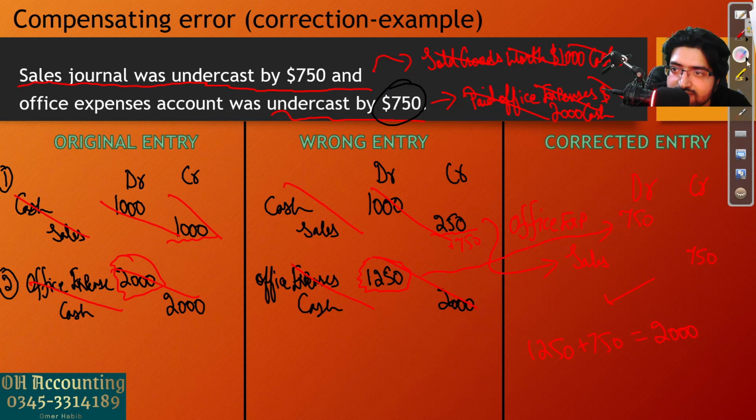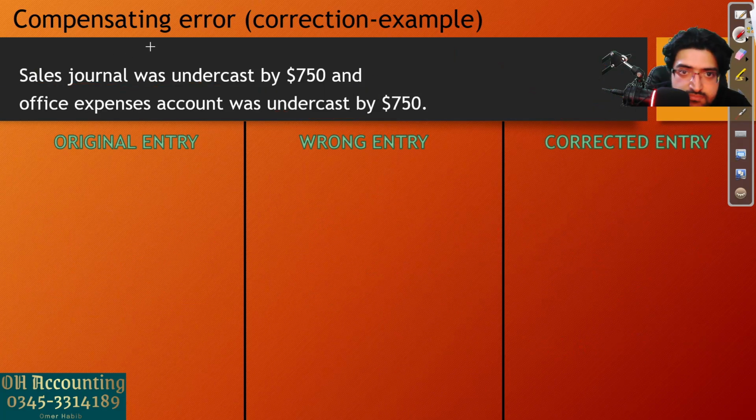Let me erase all this and tell you one more time. See, sales journal was undercast by 750. You should know. One second, let me change the color to black now.